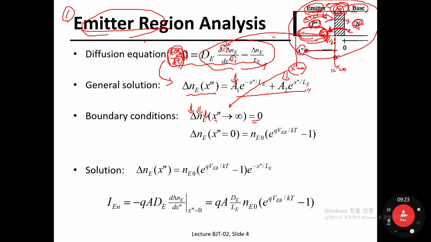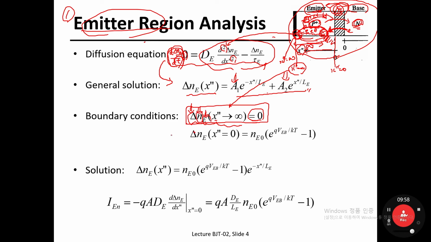But the question is here, right? If this physical distance is very long, infinity, then almost all electrons would be recombined with holes in the emitter region. So nothing would be left behind at x2 prime equals infinity. That is the reason why at x2 prime equals infinity, the excess electron concentration in the emitter should be 0. Okay, so we found one boundary condition.